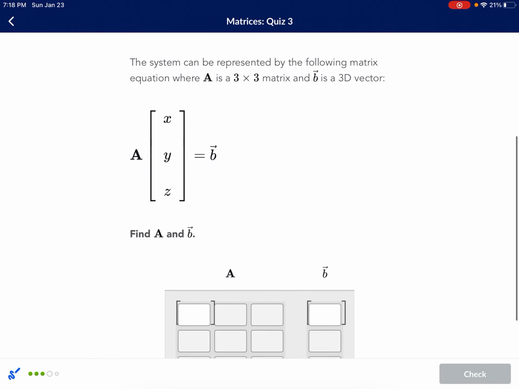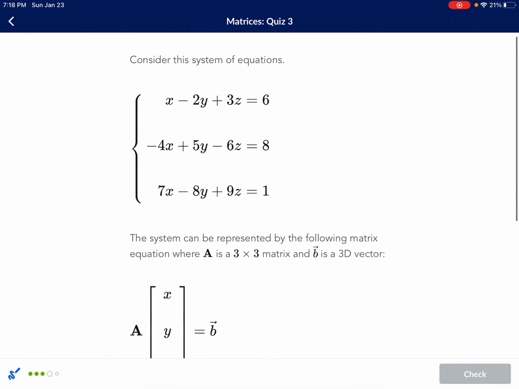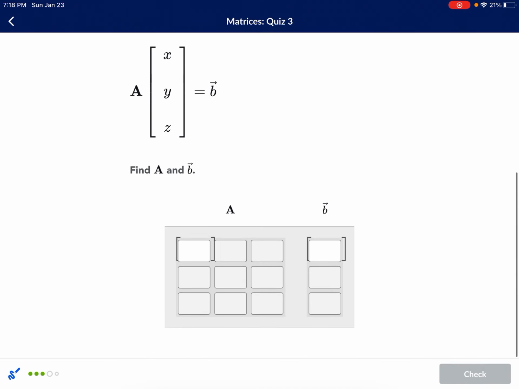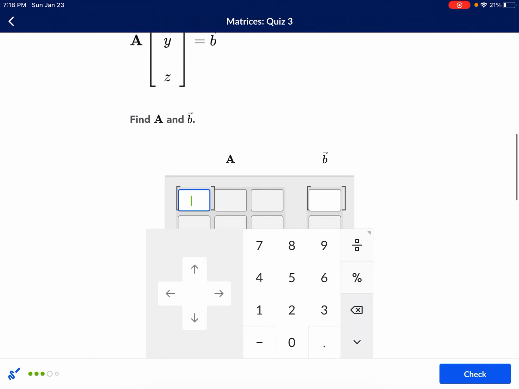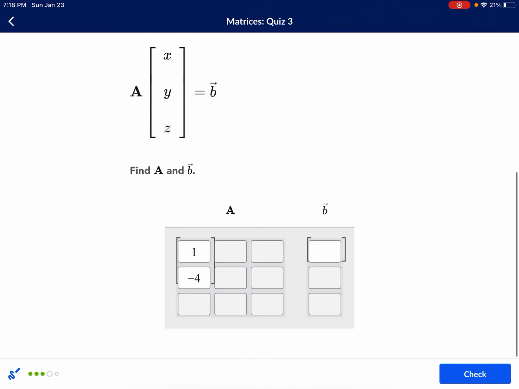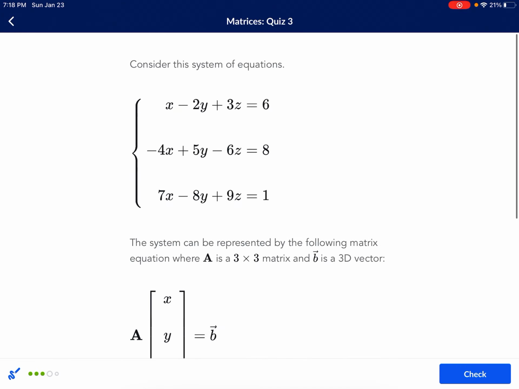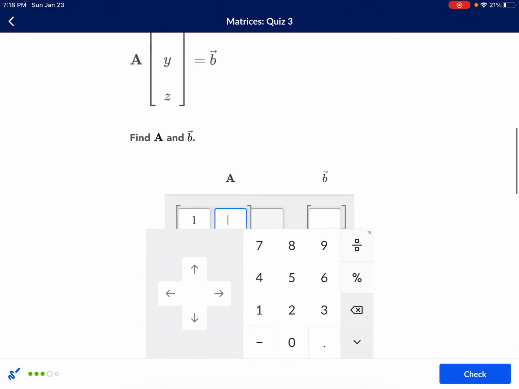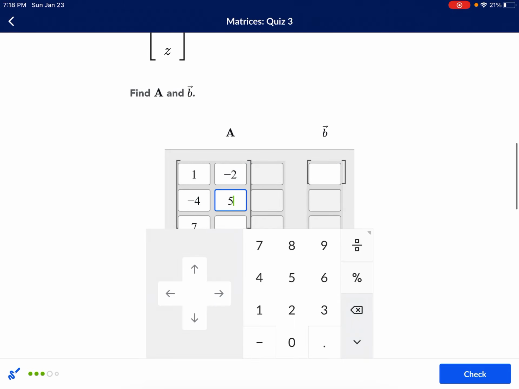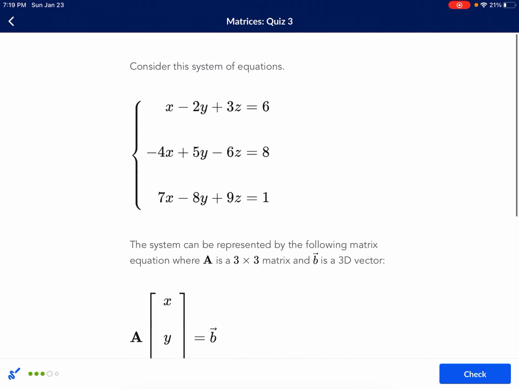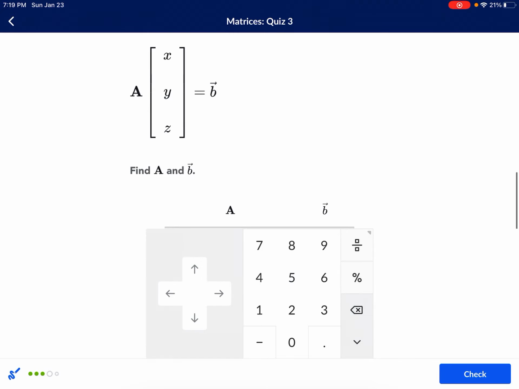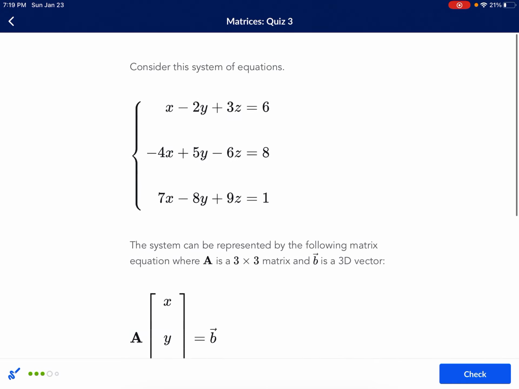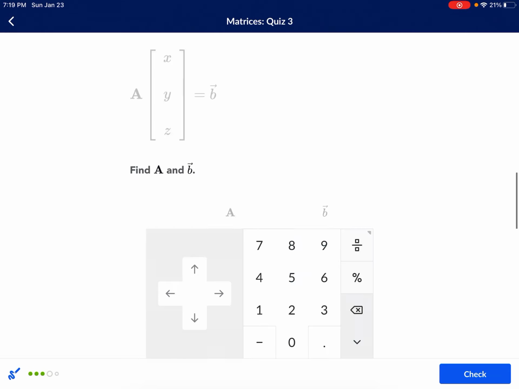Consider the system of equations. Find A and B. Okay, so the first column is just the x's in the first row. So it's just 1, -4, and 7. Then -2, 5, -8. And then 3, -6, 9. And vector B is just 6, 8, 1.